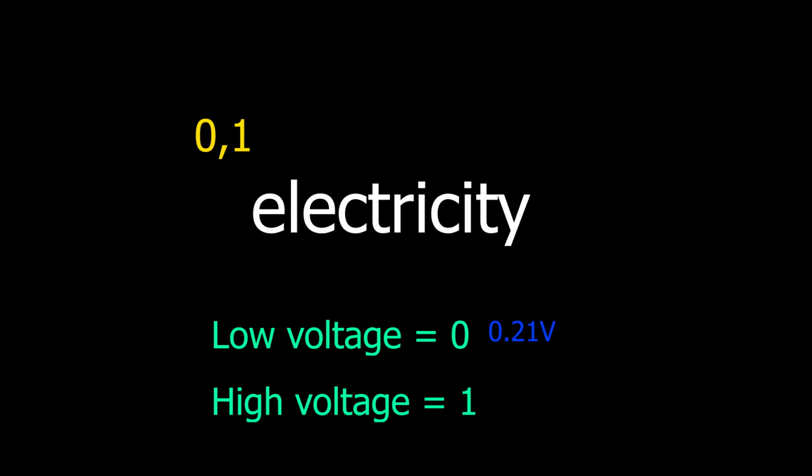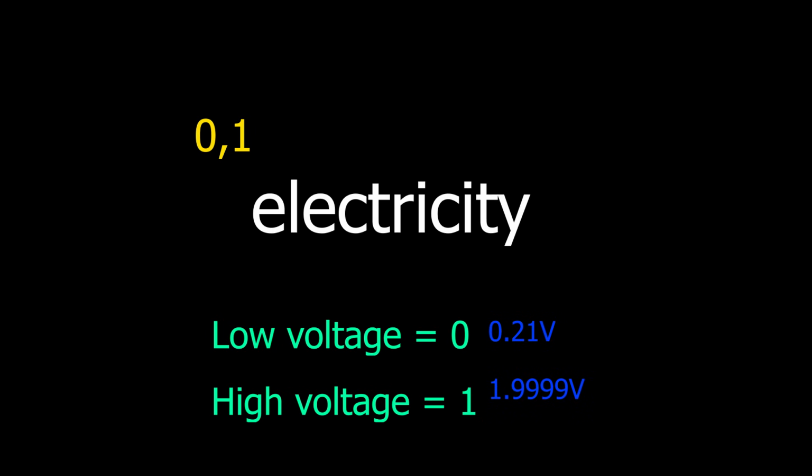But computers have only 2 different numbers to count with. This is because a computer works with electricity. It uses electricity to represent numbers. A low voltage, close to 0 volts, represents 0, and a higher voltage, like 2 volts, represents 1.